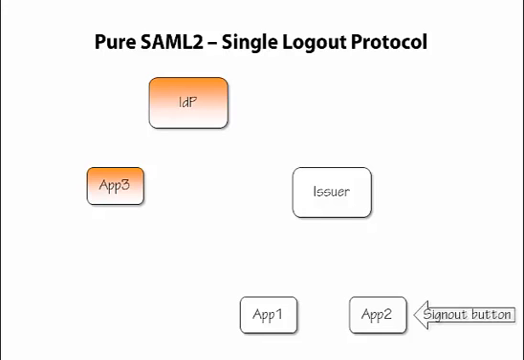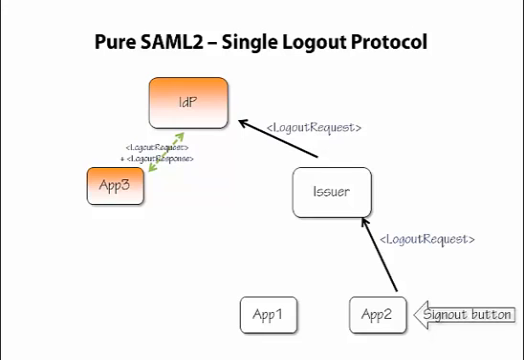A user hits a sign out button. The logout request is sent with a redirect or a post binding to the first issuer. The white issuer sends a logout with a redirect to the real IDP, which will redirect to app3, and the logout response comes back with a redirect. Going up was the same as in WS Federation, but in SAML we actually have a protocol message coming back to the one who requested the sign out.